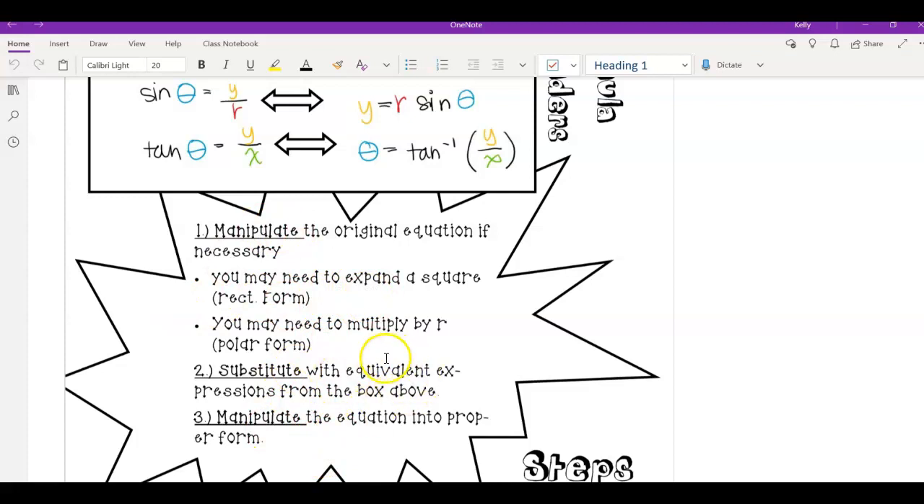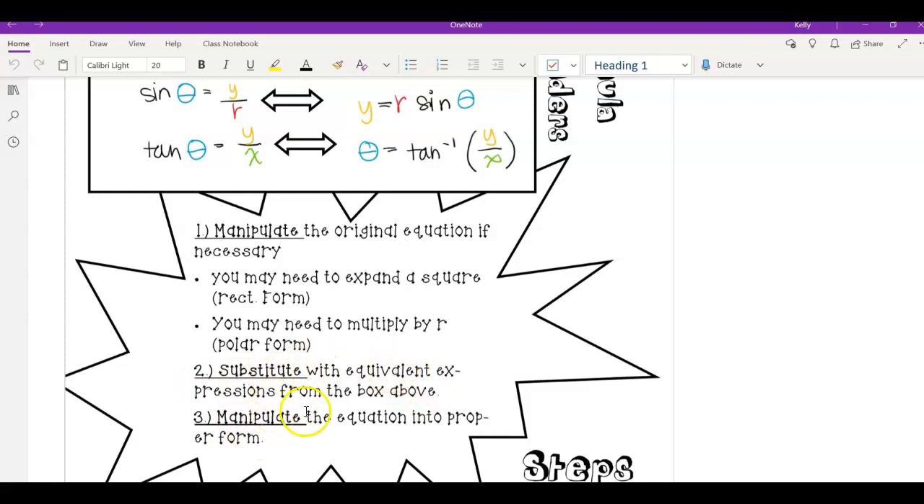Next step would be substituting, trying to convert any of your r's to x's or y's, or your thetas to a value, depending on which way you're trying to go. So the whole idea for substituting is to try to get the correct values for polar or rectangular, depending on which one you want to get into.